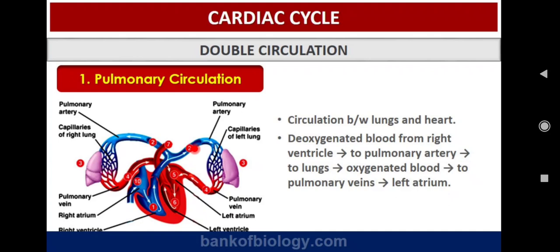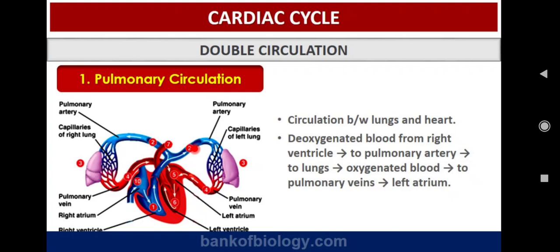The deoxygenated blood goes from the right ventricle through the pulmonary artery to the lungs. The oxygenated blood goes through the pulmonary veins to the left atrium. The oxygenated blood is collected from the pulmonary vein, which is connected with the alveoli of the lung, and finally it pours into the left atrium. So this is one cycle.